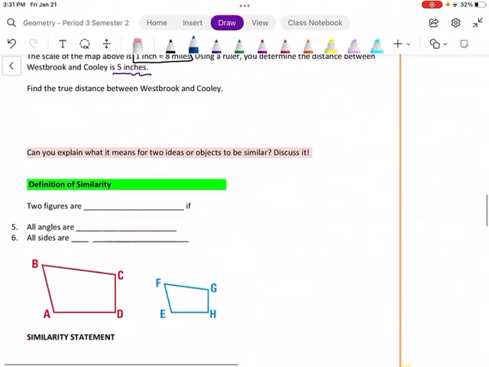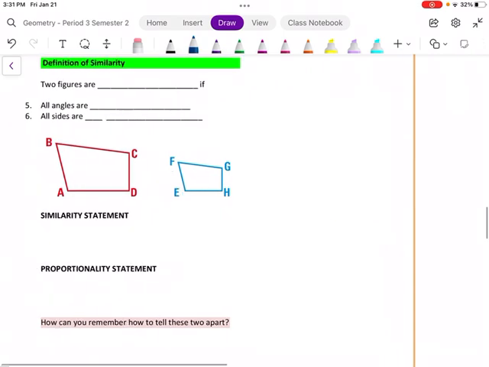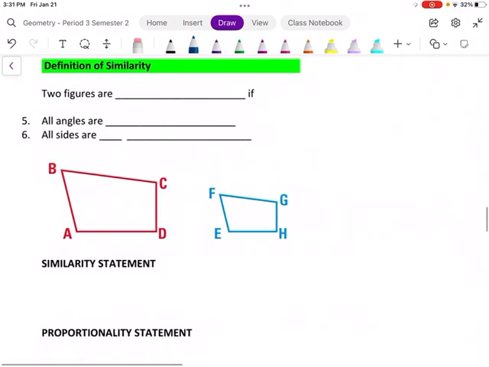All right. The last thing we're going to be talking about is the definition of similarity. So in this, two figures are similar if all angles are congruent, and all sides are proportional to each other.